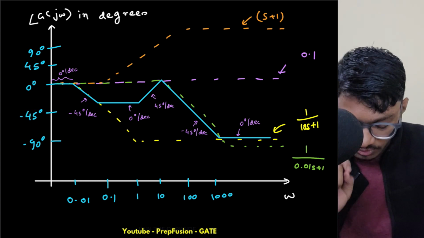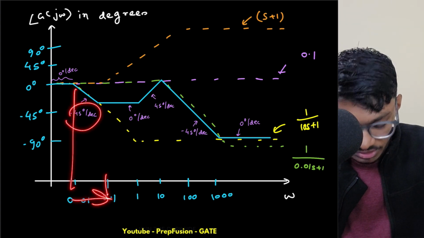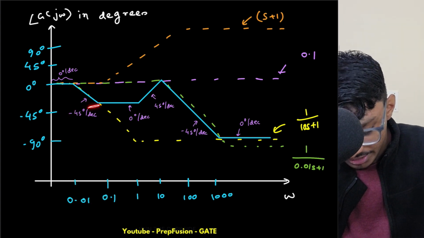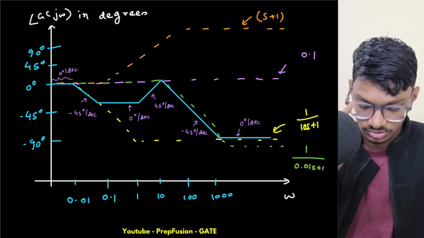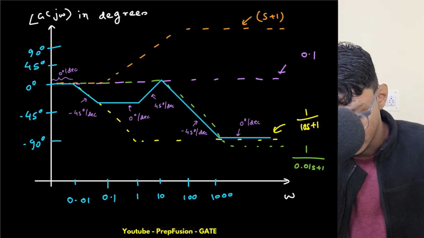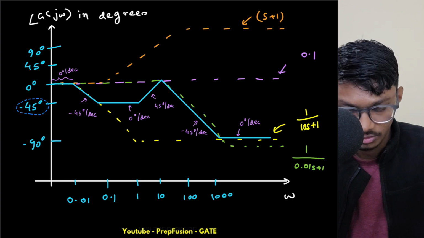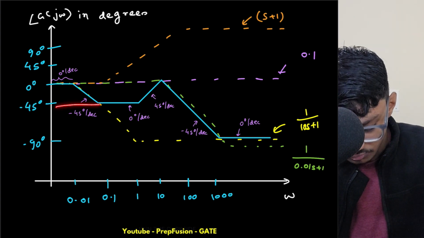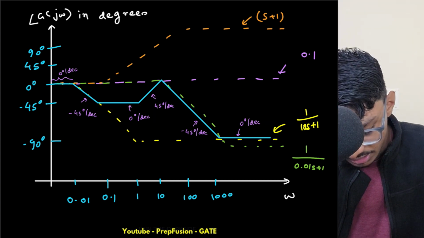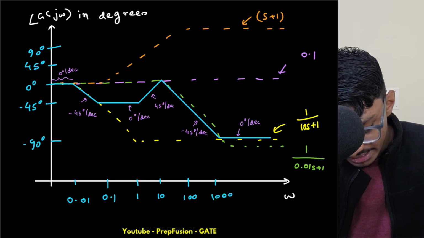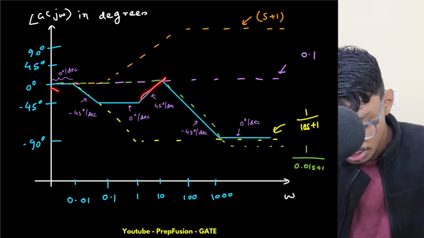Here, from 0.1 to 1 it is moving 10 times, so the slope is minus 45 degree per decade, so it should reach minus 45 degree. For each decade it is moving down by 45 degrees. So obviously here the value should be minus 45. Let's plot it to scale now. Now this is constant, so it remains at minus 45 degree. Then from 1 to 10 it is again moving 1 decade, and the slope is plus 45 degree per decade, so again it will reach 0.